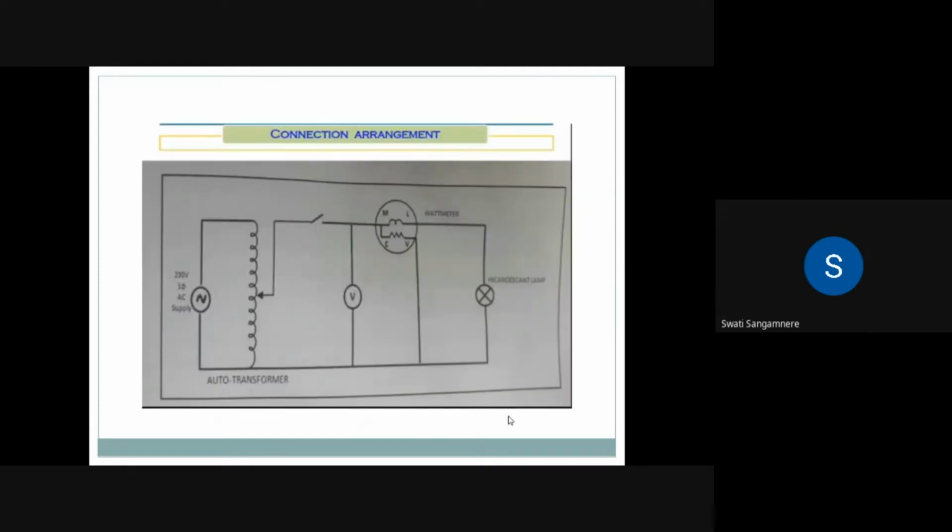Then with these apparatus or components, we can connect the circuit as per this circuit diagram. It shows the connection arrangement for the incandescent lamp. It is connected across the autotransformer as well as voltmeter. Then the wattmeter is used to measure energy consumed by that incandescent lamp. All the connections are made for the 230 volt AC supply.